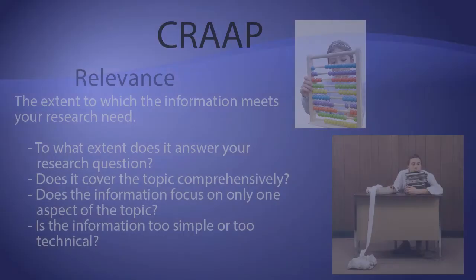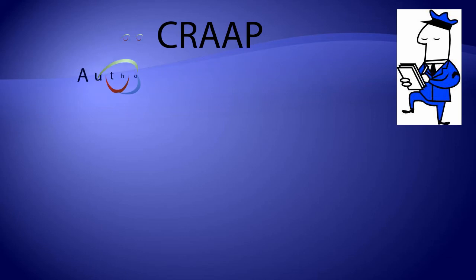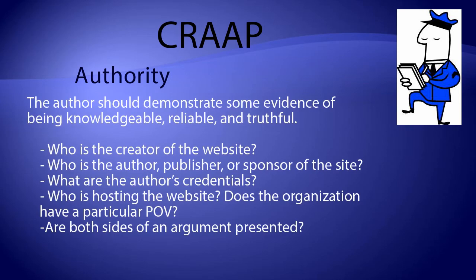The first A in CRAP stands for authority. This is one of the most important criteria in determining whether a website is credible. The author should show some evidence of being knowledgeable, reliable, and truthful in order to be trusted. This information should be located within the website.